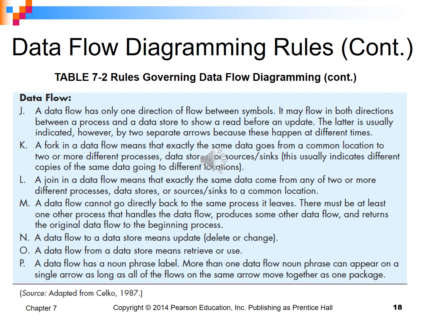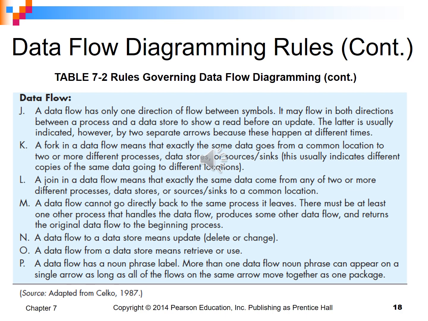The last slide represents more rules for data flow, and the rest of the information comes in the next lecture. Data flow has only one direction. As we said before, if there is a data flow going from one process to another process, and something goes back, it has to have two data flows, one going from this process to that process, and the other leaving the second process and going to the first one. So data flow has only one direction of flow between symbols.